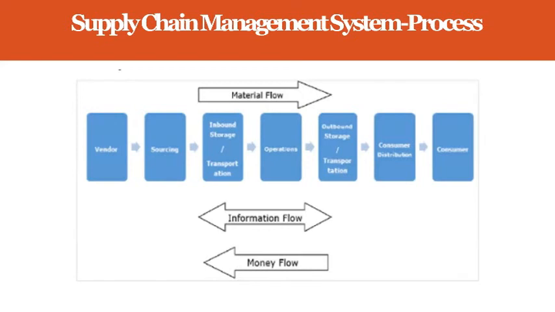So that is the diagram. So from the vendor going to sourcing, inbound storage or transportation, going to operation, and then outbound using transportation again, and then consumer distribution until it reaches the consumer. So it involves the material flow, the information flow, and the money flow.